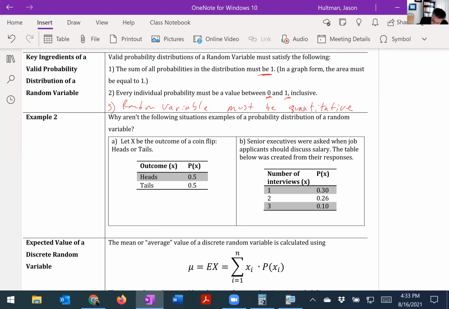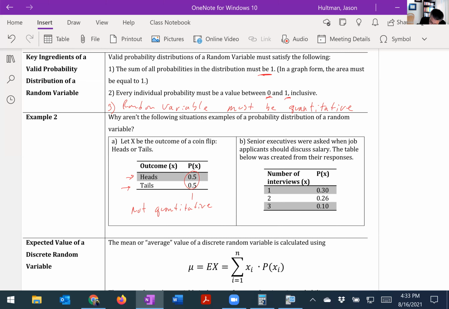Okay, why aren't the following situations examples of probability distribution of a random variable? Well, let's look at, do they sum to 1? Yes, they sum to 1. Are the probabilities between 0 and 1? Yes, both of them are between 0 and 1. Is the random variable quantitative? No. Heads and tails, these are qualities. Okay, these are categories of a flip. So this is not quantitative.